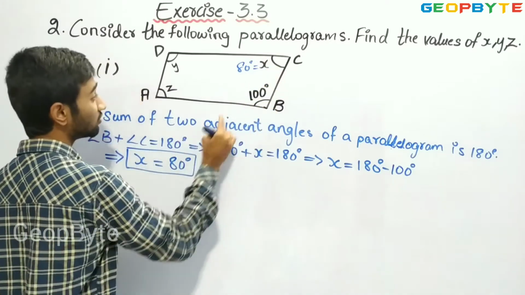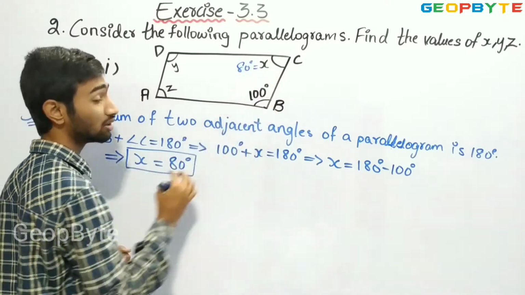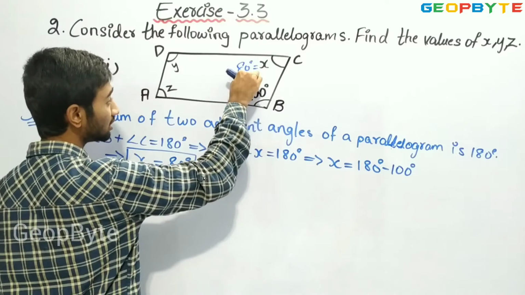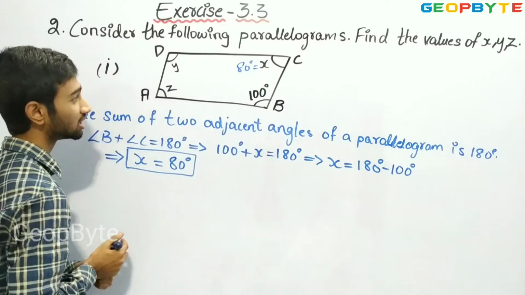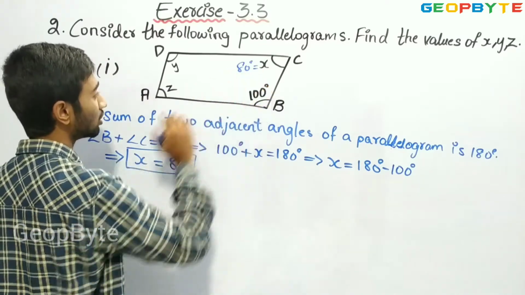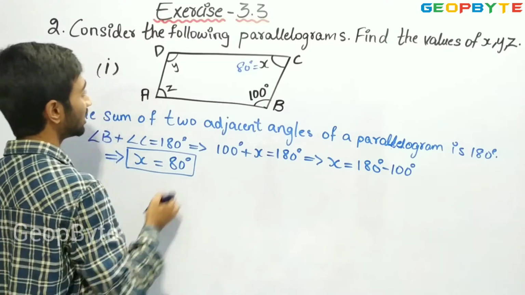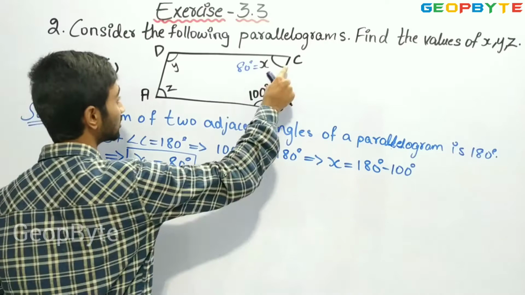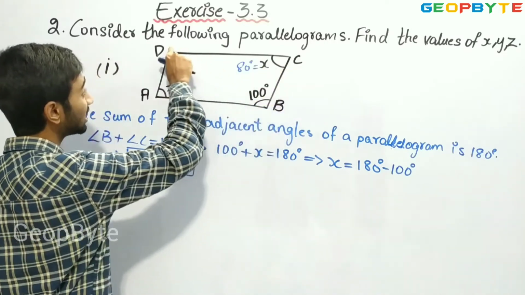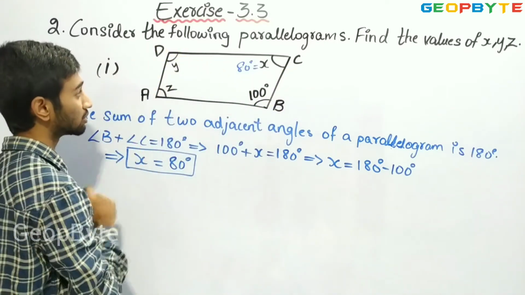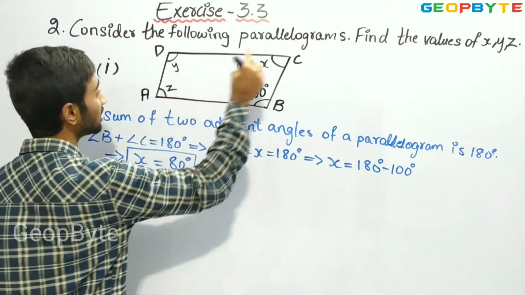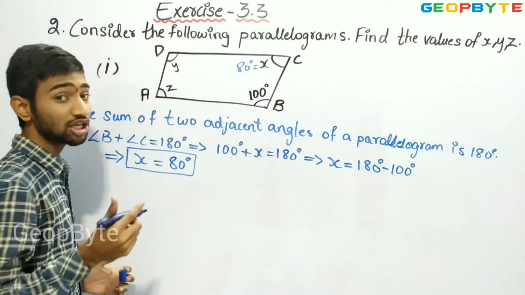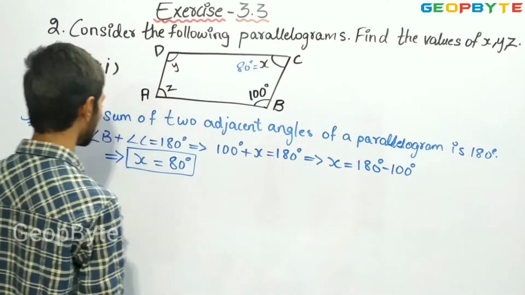So the sum of two adjacent angles of a parallelogram is 180. So 100 plus 80 is equal to 180. So we have found the value of x. Now we will find the value of y. Here we can observe that angle C and angle D are adjacent angles of the parallelogram. So if we add angle C and angle D, it should also be equal to 180 degrees.